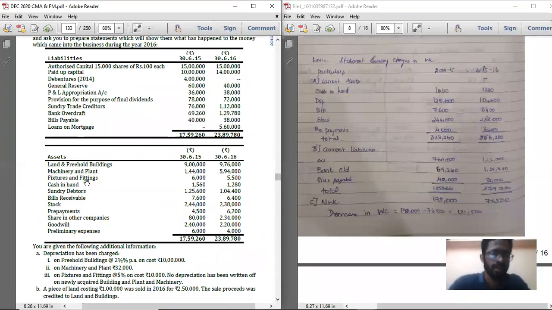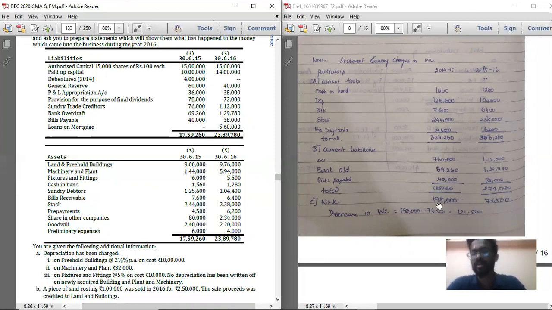Here, what are all the current assets? Cash in hand, sundry debtors, bills receivable, stocks, prepayments. Only up to prepayments are the current assets. Shares in other companies is nothing but investment, and goodwill and preliminary expenses, all these are not current assets. Coming to the current liabilities: sundry trade creditors, bank overdraft, bills payable. All these three are current liabilities. So record all these current assets and current liabilities values and calculate what is working capital.